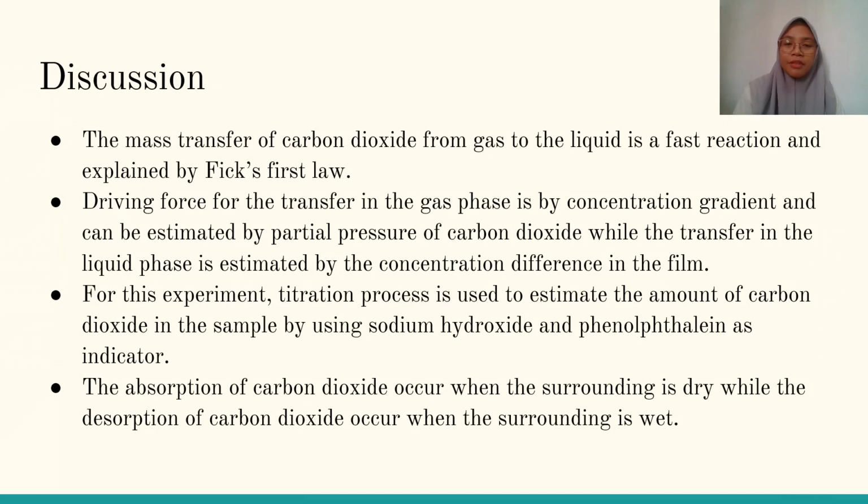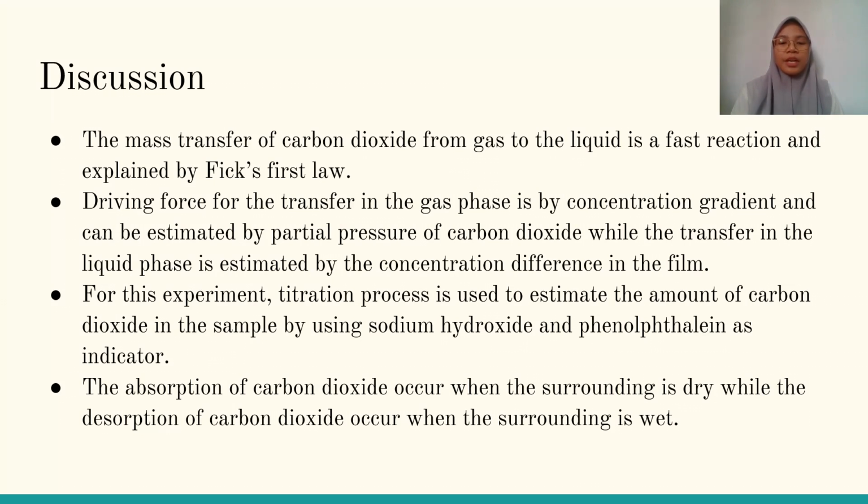So, the mass transfer of carbon dioxide from the gas to the liquid is a fast reaction, and it is well explained by Fick's first law. The driving force for the transfer from the gas phase is the concentration gradient, and it can be estimated using the partial pressure of carbon dioxide, while for the transfer in the liquid phase, it is estimated using the concentration difference in the films of the liquid. For these experiments, we use the titration process to estimate the amount of carbon dioxide in the sample. In the titration, we use sodium hydroxide and phenolphthalein as our indicator.